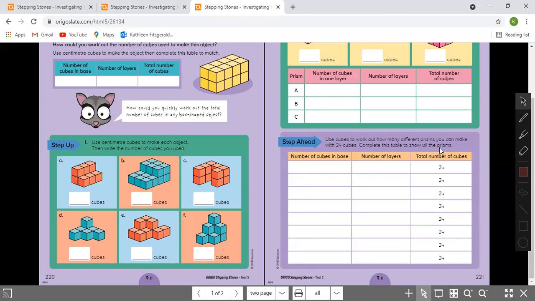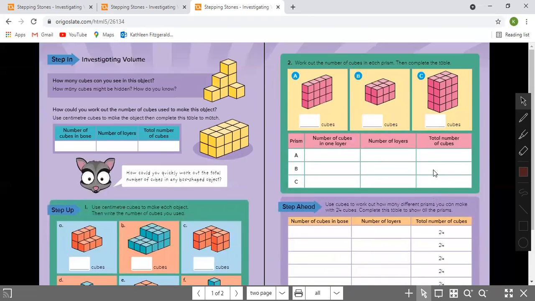Use cubes to work out how many different prisms you can make with 24 cubes. Okay, so you can have a think about which ways you can divide 24 up to make a rectangular prism, and how many layers it would have. Okay, you are going to be doing pages 220 and 221.